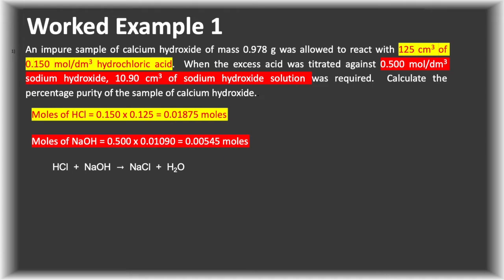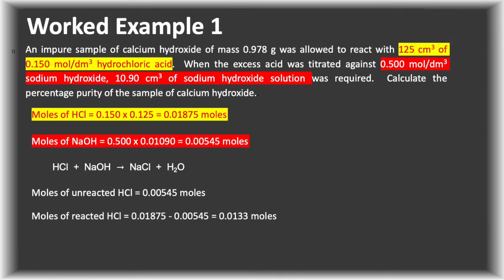By looking at the equation that happened during the titration, we can see it's a one-to-one reaction between HCl and sodium hydroxide. So I have the same number of moles of HCl as sodium hydroxide, and therefore I can find the moles of HCl that reacted by taking the first figure, which was the number of moles that we added, and subtracting the second figure, which was the number of moles of HCl that were left over. So we can find out we had 0.0133 moles of HCl that reacted with the calcium hydroxide.